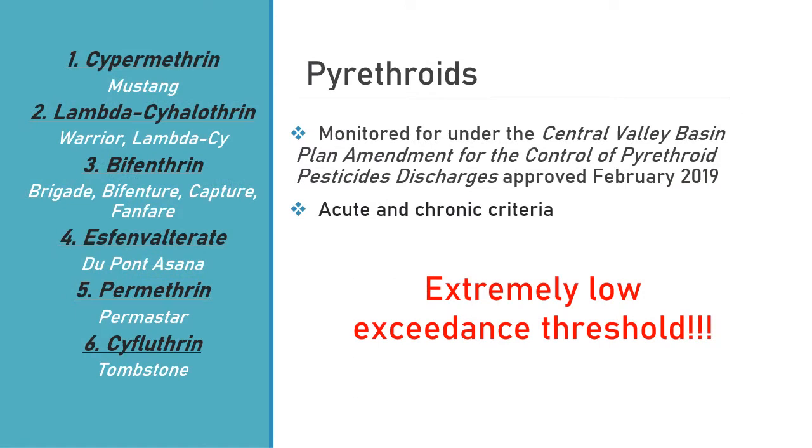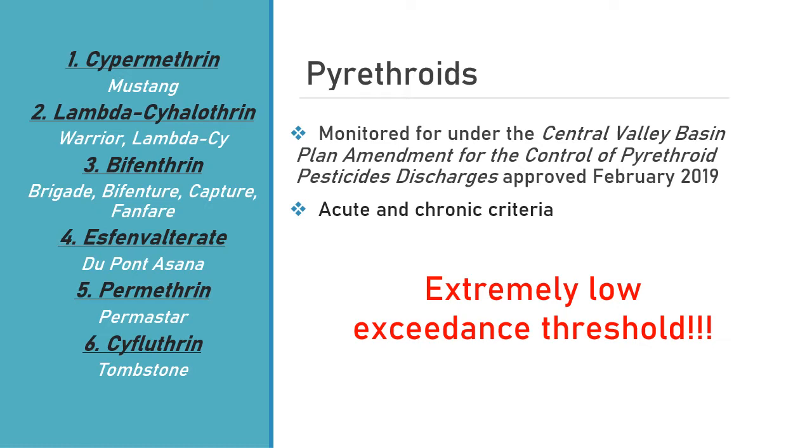Pyrethroids are part of what's known as a basin plan amendment. Specifically, they are monitored for under the Central Valley Basin Plan Amendment for the control of pyrethroid pesticides discharges, which was approved in February of 2019. There are acute and chronic criteria that can trigger an exceedance.